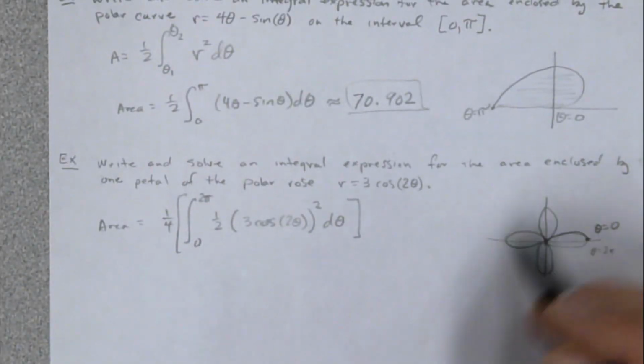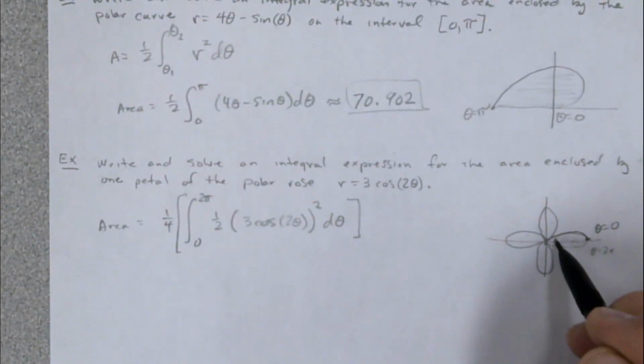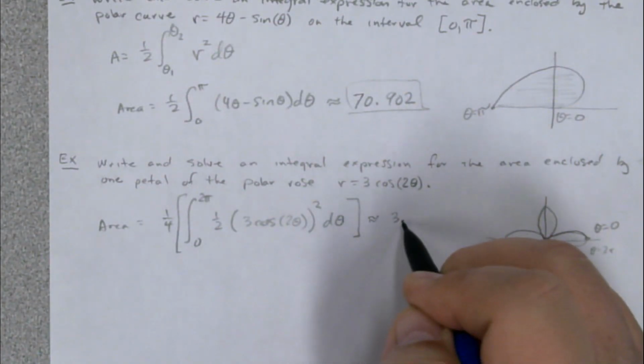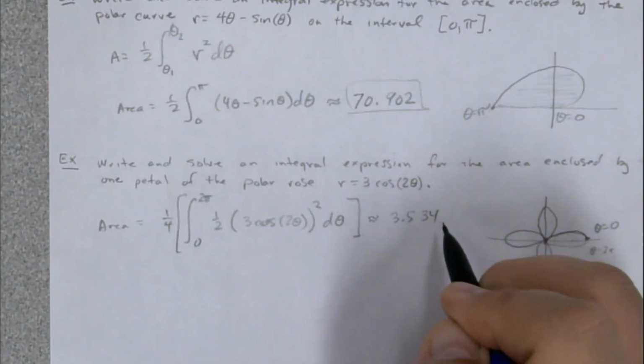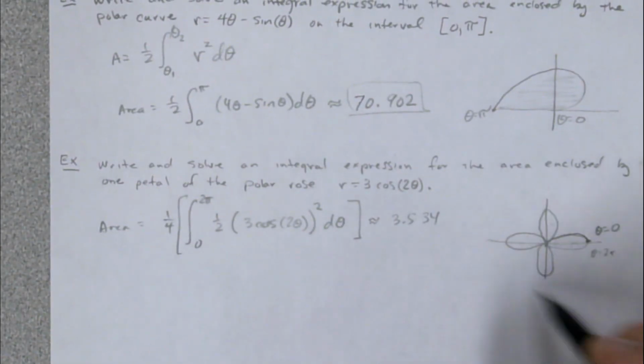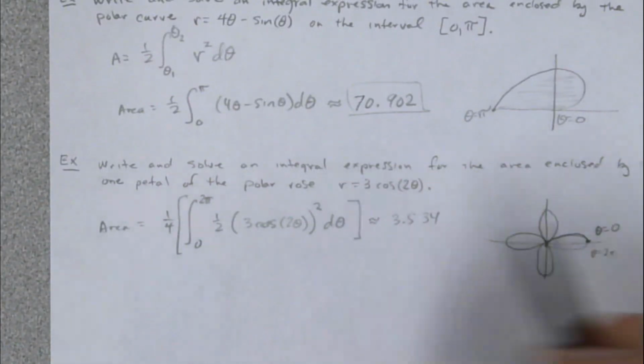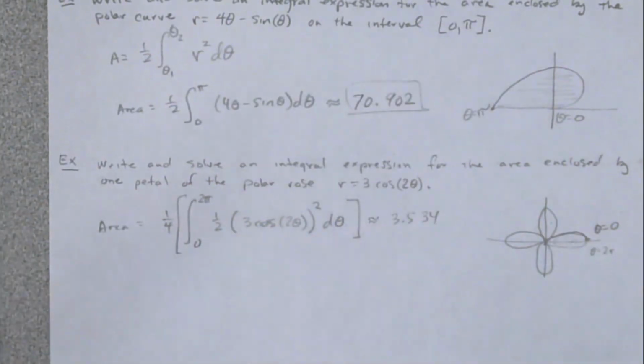So all the way around, and then take 1/4 of it to represent one of the petals. When you do, you should get a value that's about 3.534. But this is symmetric, both x-axis symmetry and y-axis symmetry. Okay, so how can I get this petal without having to go this way? Can I do it another way? Basically what it boils down to. And the answer is yes.